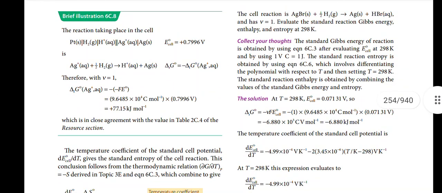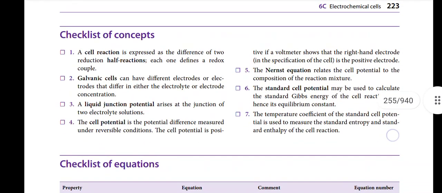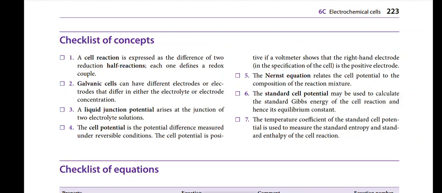Checklist of concepts. The cell reaction is expressed as the difference of two reduction half-reactions. Each one defines a redox couple. Galvanic cells can have different electrodes, or electrodes that differ in either the electrolyte or electrode concentration. A liquid junction potential arises at the junction of two electrolyte solutions. The cell potential is the potential difference measured under reversible conditions. The cell potential is positive if a voltmeter shows that the right-hand electrode is the positive electrode.